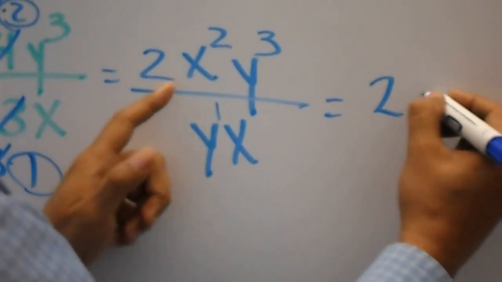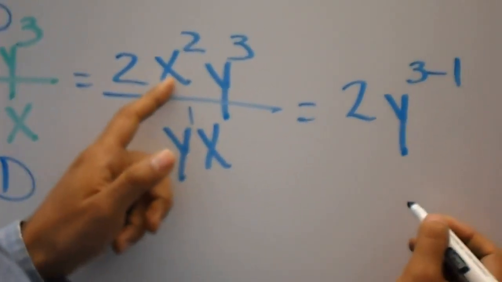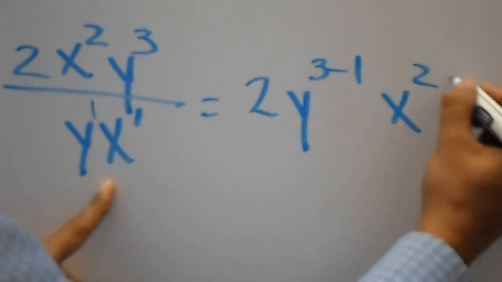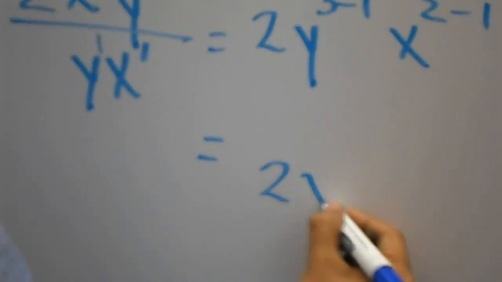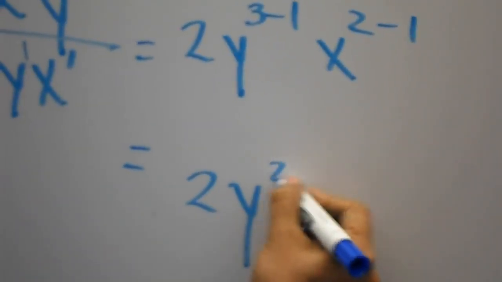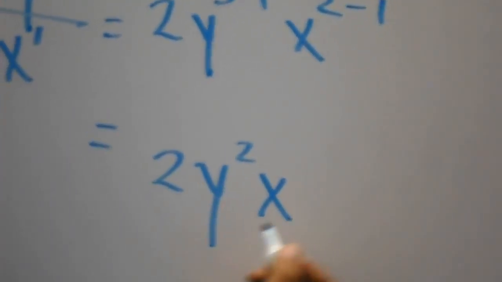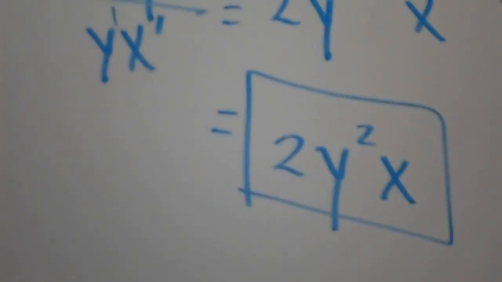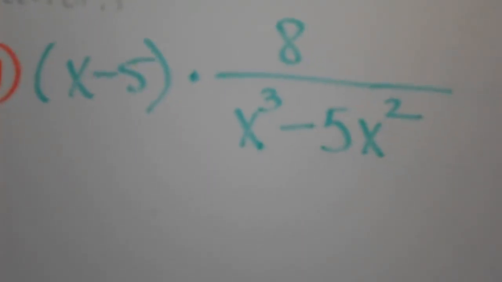And you will write something like this. You write y cubed minus 1, write this one, and then this x squared minus this guy here minus 1. And then you try to simplify. This becomes 2, 3 minus 1 is 2, and 2 minus 1 is just 1. So your answer is going to be 2y squared x. That's for 3b. Let's go on to do something more challenging, something like this.